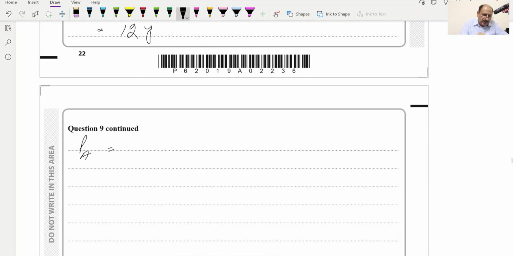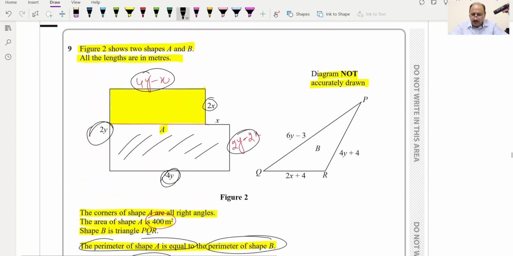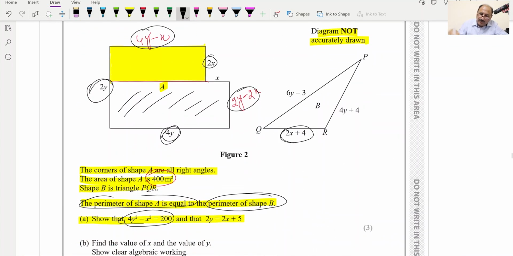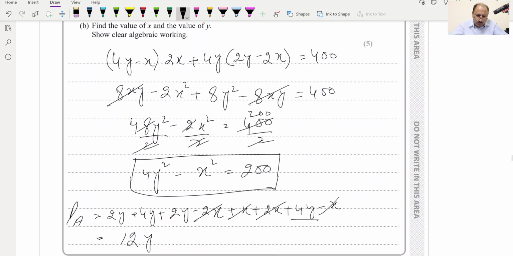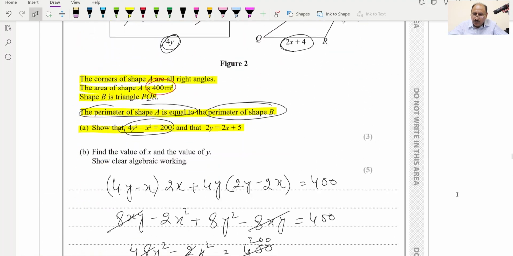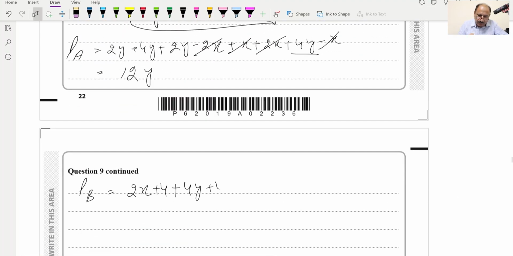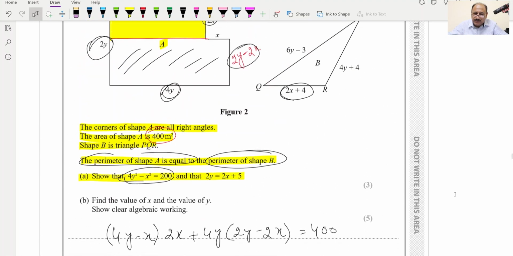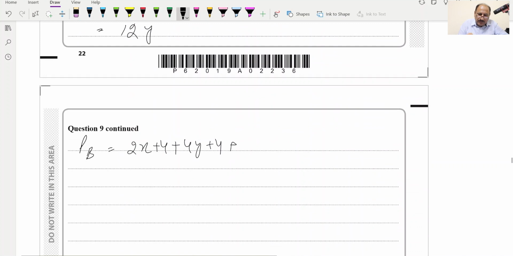Now similarly we can check for the perimeter of B. Perimeter of B will be what? Perimeter of B will be a triangle, so 6y, I'm starting from here, 2x plus 4, plus next will be 4y plus 4, and the last term is 6y minus 3. So plus 6y minus 3, and we can simplify this. 6 plus 4 will be 10y. So 10y plus 2x and 8 minus 3 will be 5.